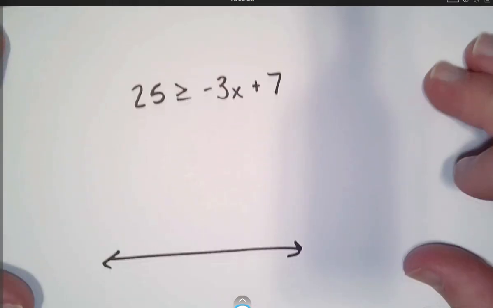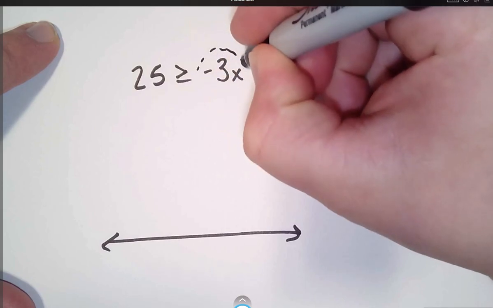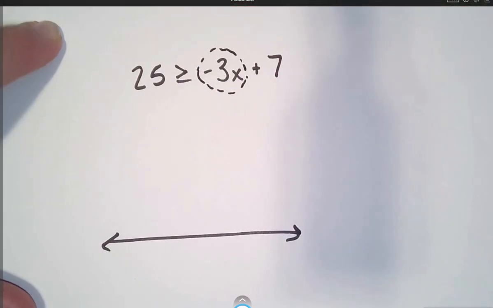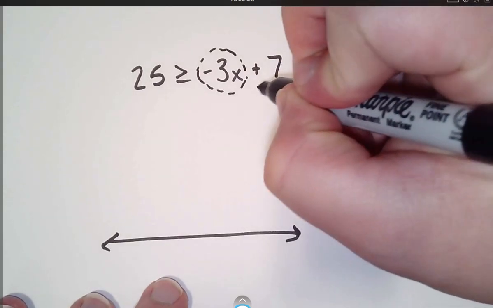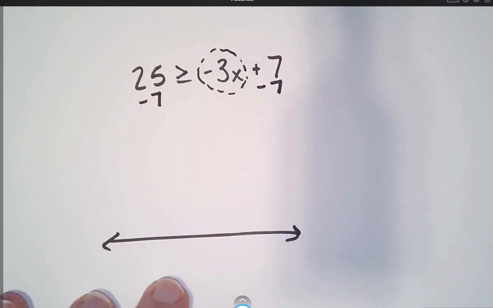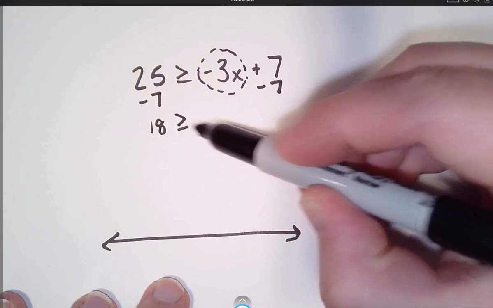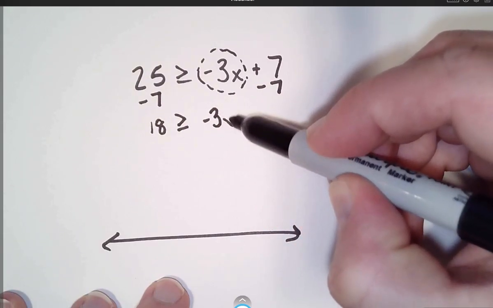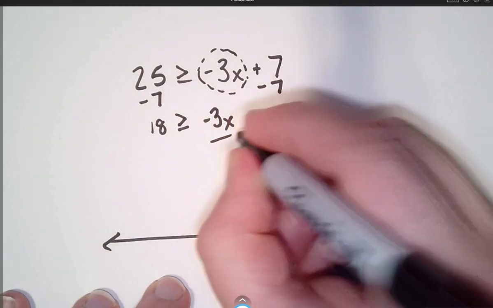Okay, next one. Same thing. My -3 and my x are together, so I need to get rid of my +7 first. How do I get rid of a +7? Well, -7. Anything you do on one side, you have to do to both sides. So I get 18 is greater than or equal to -3x. Divided by -3.